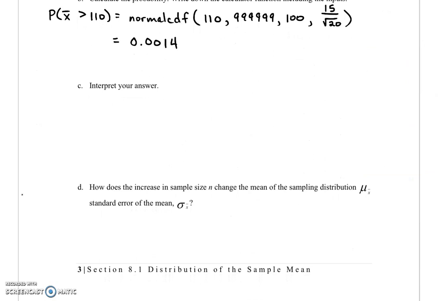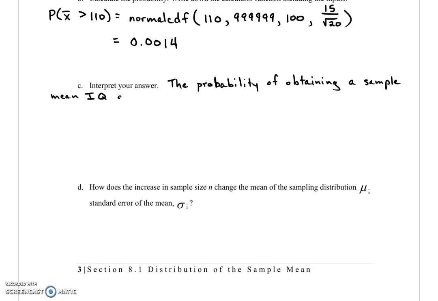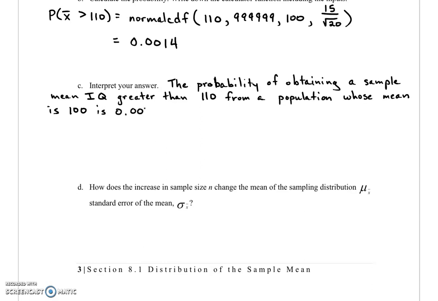So if we have to interpret this, we can say exactly the same as before. The probability of obtaining a sample mean IQ greater than 110 from a population whose mean is 100 is 0.0014.